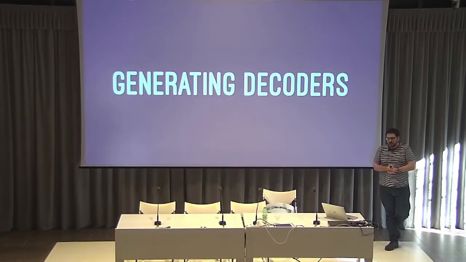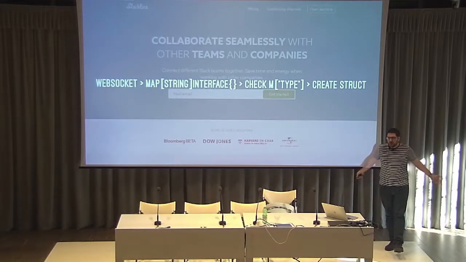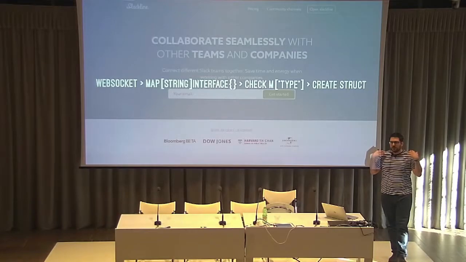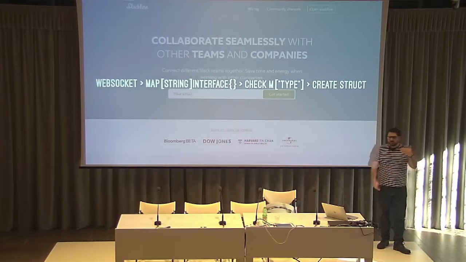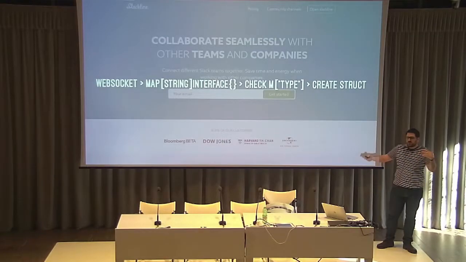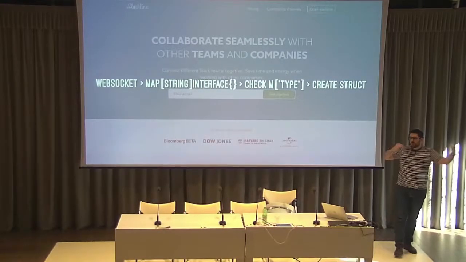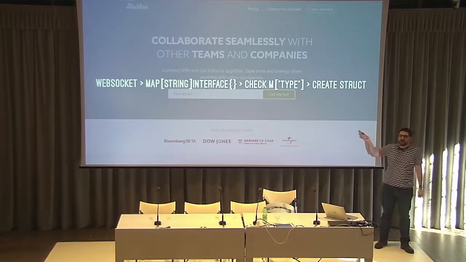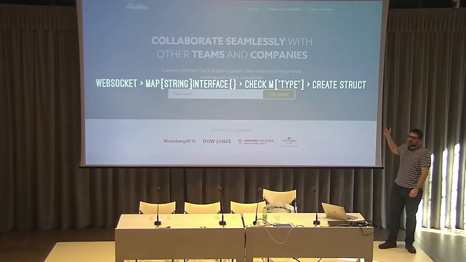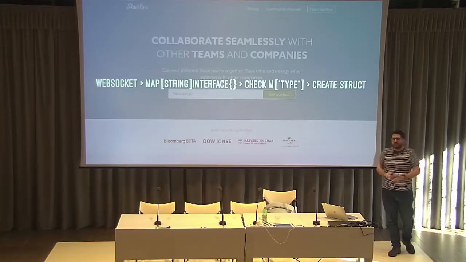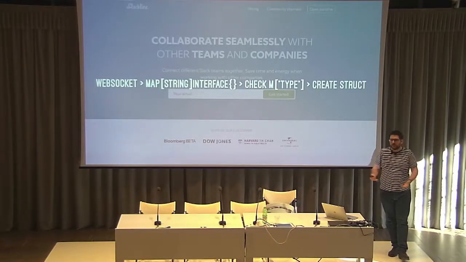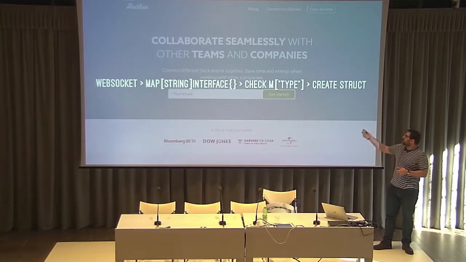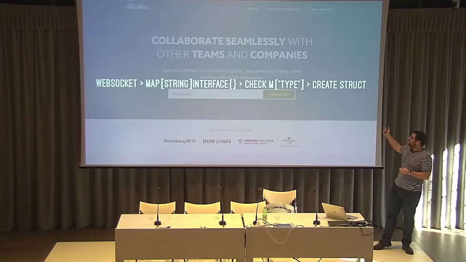Another example that I have is for generating decoders. In Slackline, we have thousands of WebSocket connections with Slack to read all the messages, and on all those connections we get JSON messages constantly. We need to decode that JSON into a map of strings to interface, because we don't know the type of the JSON, and then check the type key in the JSON and create a struct based on the type. So is it a message, or is it an update on the user profile, or what's that information? I don't want to do all that type checking and struct creation manually.